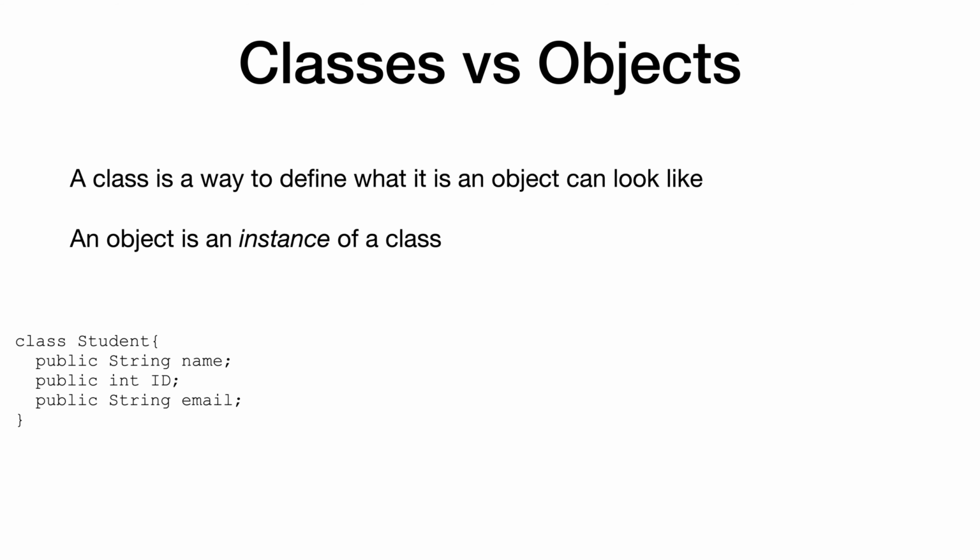So here's an example of a very simple class that I've defined. Here the class is called student. It contains a string that holds the student's name, an integer that holds the student's ID, and a string that holds their email address. So we say that this set of things defines the class. But I can't ask you, what's the class's name, right? The class doesn't have a name. We don't get a name until we instantiate it, right?